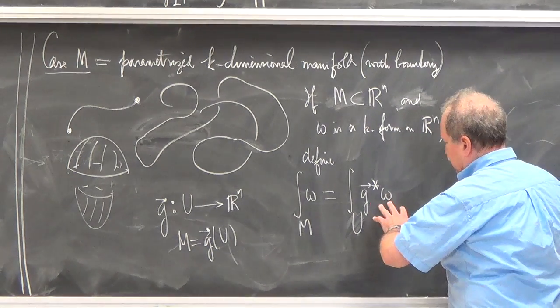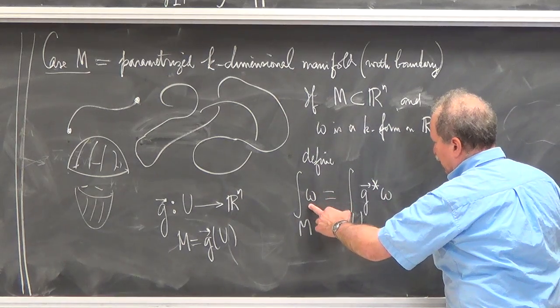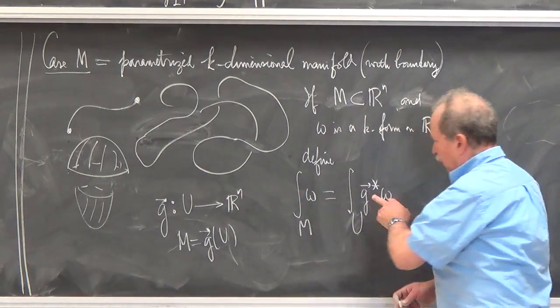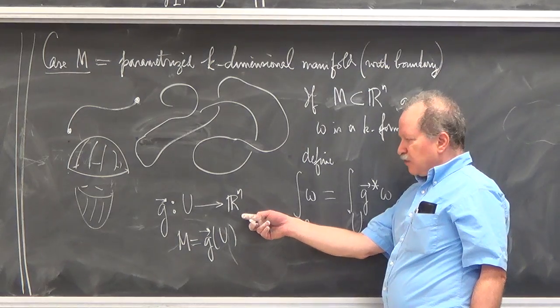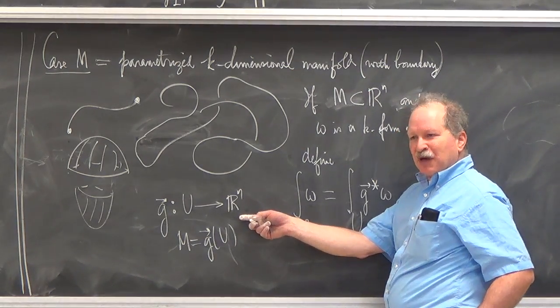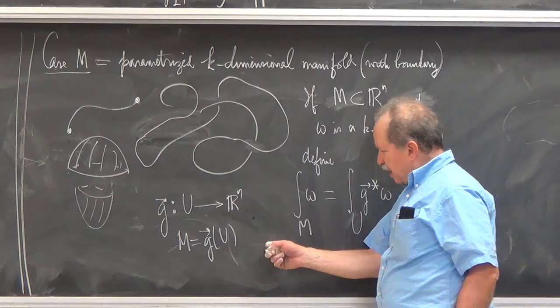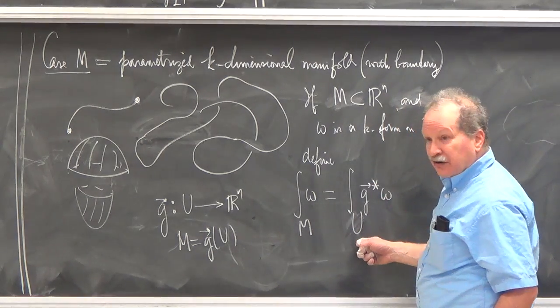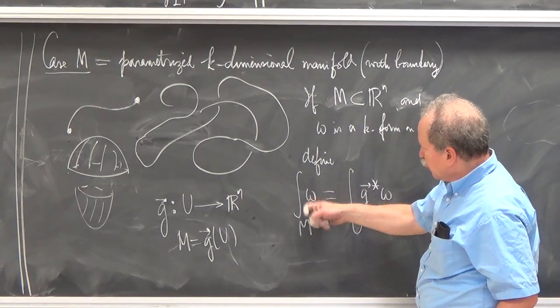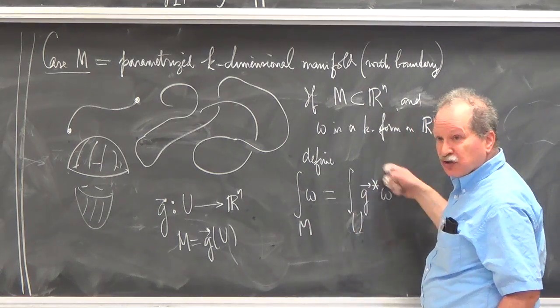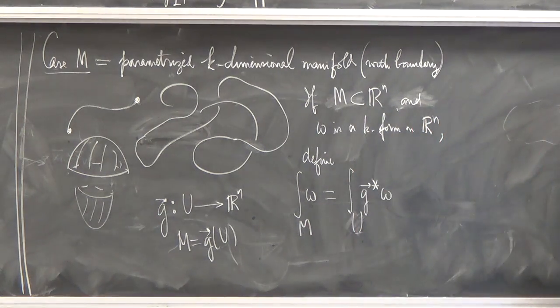So I'm going to say you parameterize M in some way by some function G. So it's fitting the third definition of the manifold definition. Then I'll pull back and I'll integrate. So I'm going to turn an integral over M into a regular k-dimensional integral that you've been doing since chapter 7.